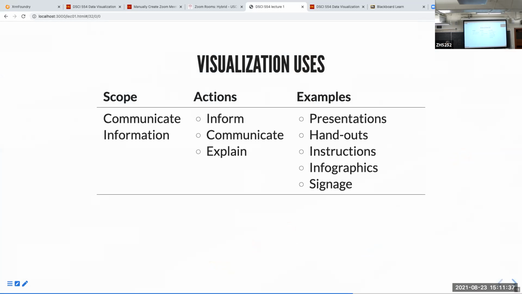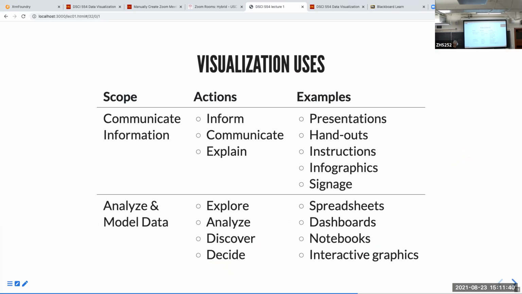So the main uses of visualization are summarized here. There are usually two areas that people think of. The first one is communication of information, and the second one, the one you're mostly interested in, is the analysis and modeling of the data. Depending on the scope, you can do different things: the action for communication is to communicate or explain, and the action for analysis is to model or explore, analyze, score, decide.